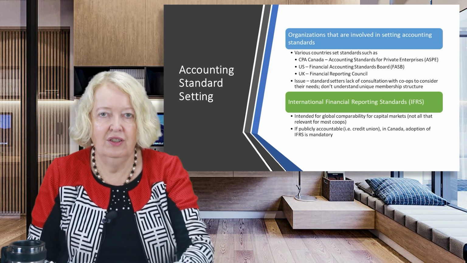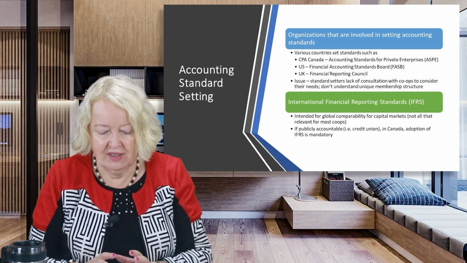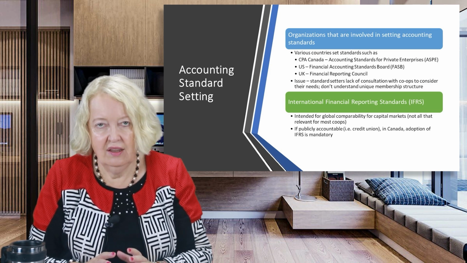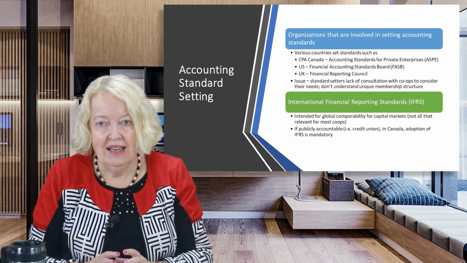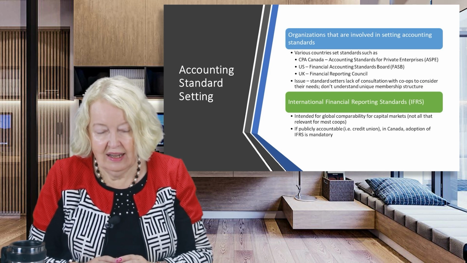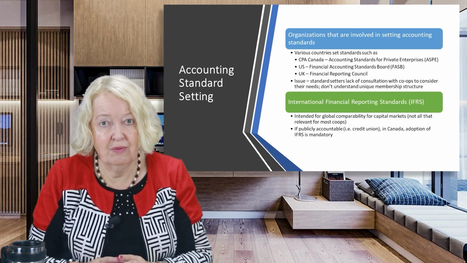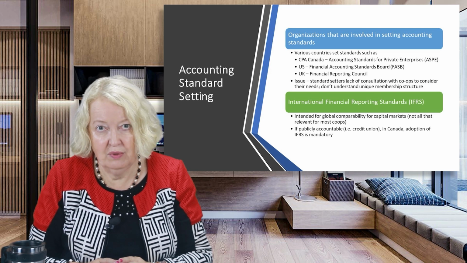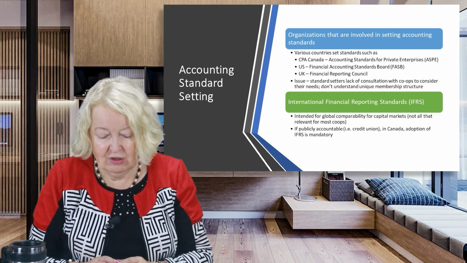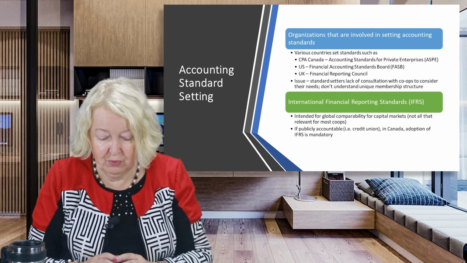So you might wonder how all of these different standards for accounting are established. Basically, there's a variety of organizations that are involved in setting standards. In Canada, we have CPA Canada, and they set the accounting standards for private enterprise. In the U.S., you have FASB, the Financial Accounting Standards Board, which sets standards for U.S. companies. In the U.K., their standard setter is known as the Financial Reporting Council.